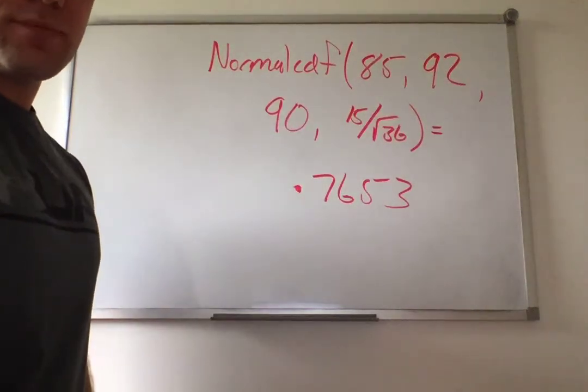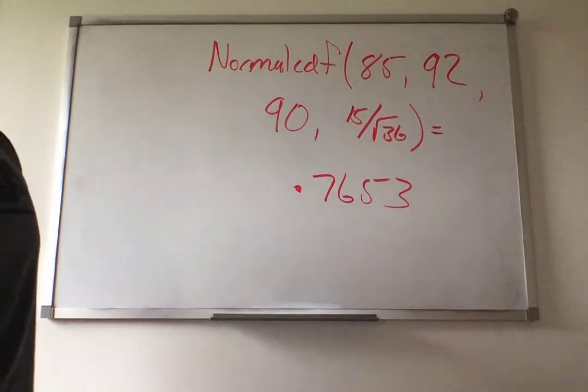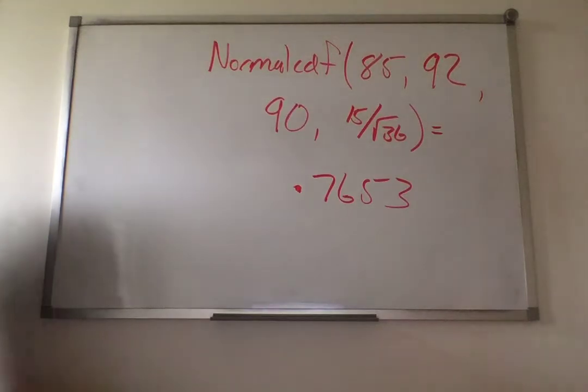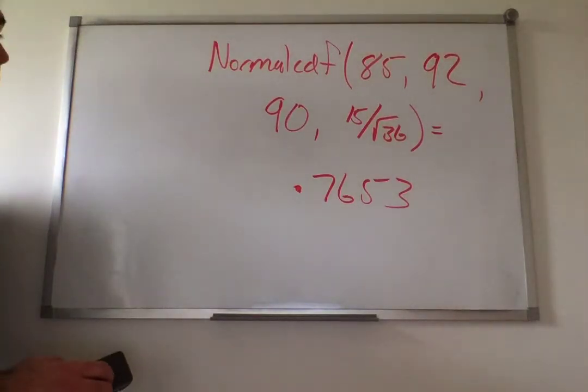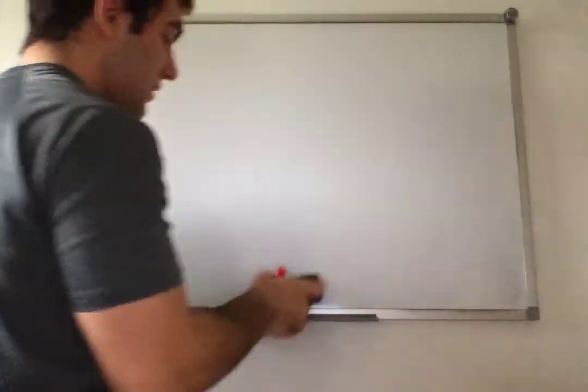Okay. Now, part B. Find the value that is 2 standard deviations above the expected value of the sample mean. So all that's asking you to do, let me draw you a picture.